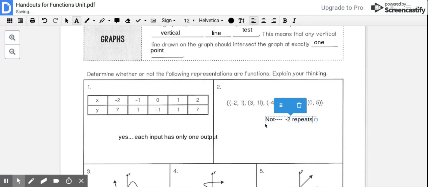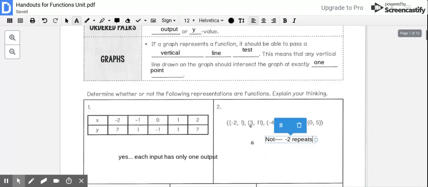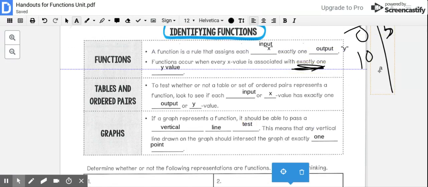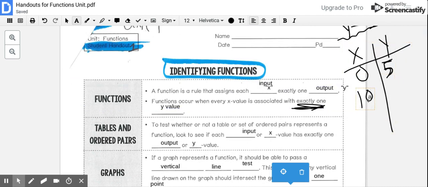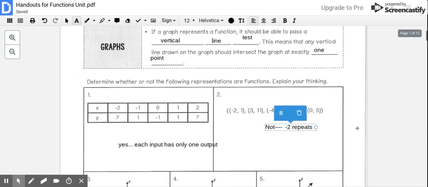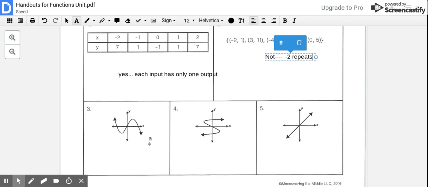Okay, or you could say, yeah, -2 has two different outputs. So this would not be a function, because if we go up here, it wouldn't pass that function test of one output for every input.